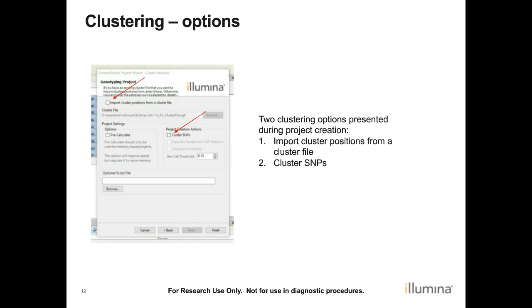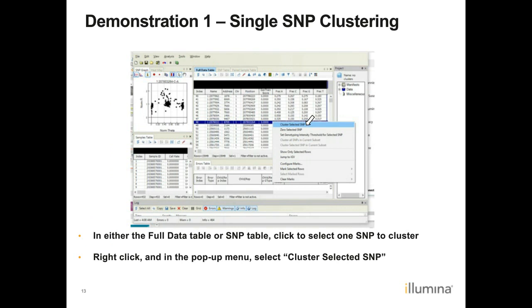So what happens when you actually cluster a SNP? I've created a project here in which none of the SNPs have been clustered at all. So no genotypes have been assigned, no data has been analyzed. The project itself just contains intensity data. In either the full data table or the SNP table, we can click on the SNP to select it to cluster, and then right-click in the table. In the pop-up menu, we can select Cluster Selected SNP.